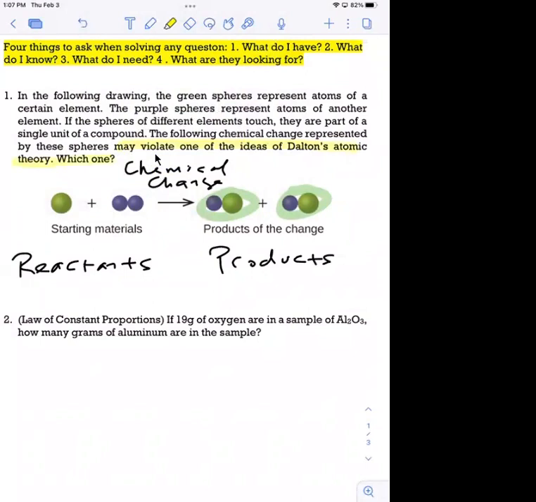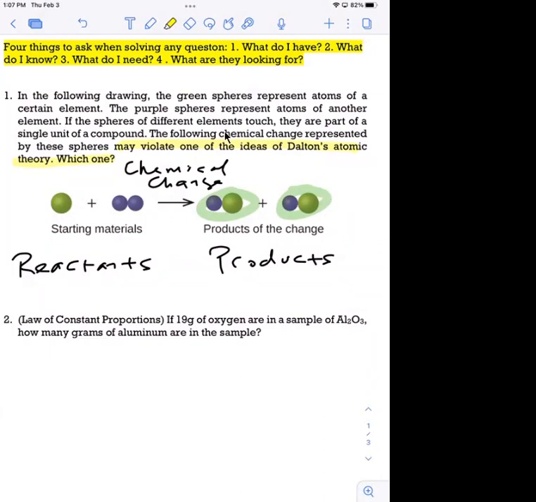So can somebody look in the chat, look at those 5 principles, and somebody tell me what number 5 says? Actually, in this particular case, it's number 2. Are you talking about the atoms are indivisible and indestructible? And indivisible and indestructible. Good.